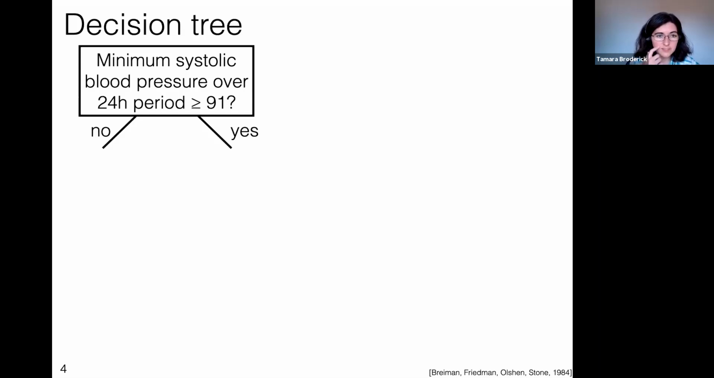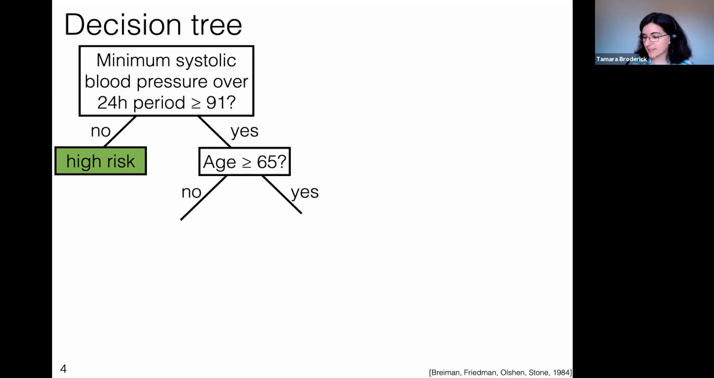So first we ask, let's look at a particular type of blood pressure, systolic blood pressure, over the last 24 hours and ask, did it really dip down very low? Was it always greater than or equal to 91? So we have two choices, either yes or no. So if no, if it did dip down below 91, then this patient is considered high risk. If yes, then we're going to ask another question.